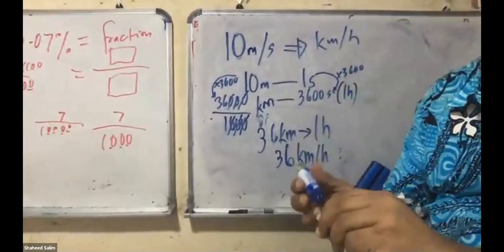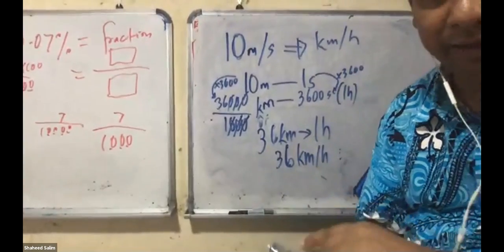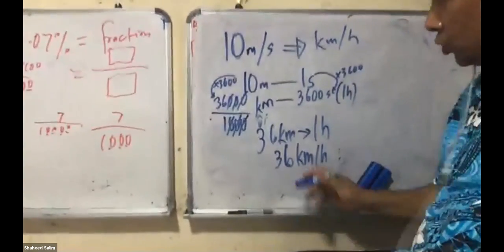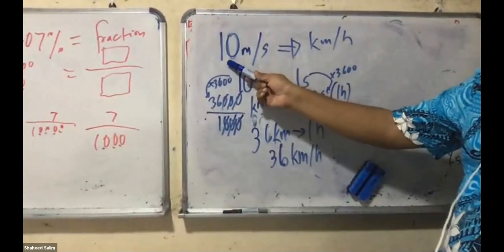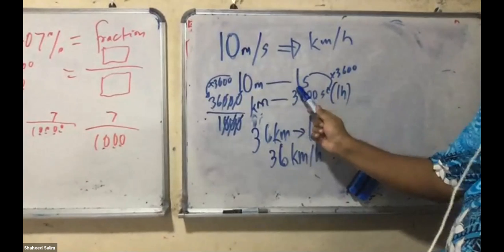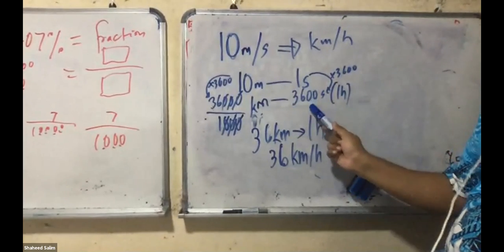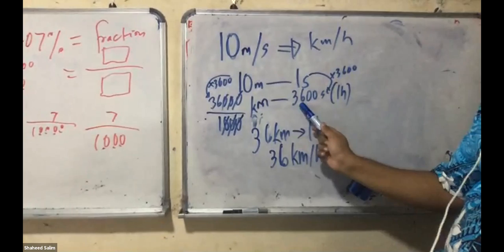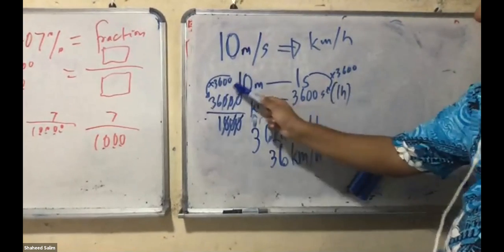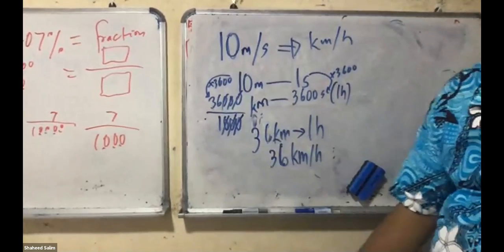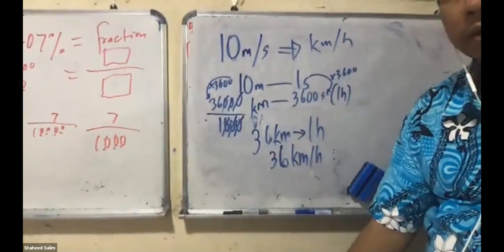Can you try now for that 78 meters per second to change the same thing? So first you start with 78 meters in 1 second. Change it to 1 hour. 1 hour is 3,600 seconds. So you times down here, do the same thing times down here, and you will be able to do it.